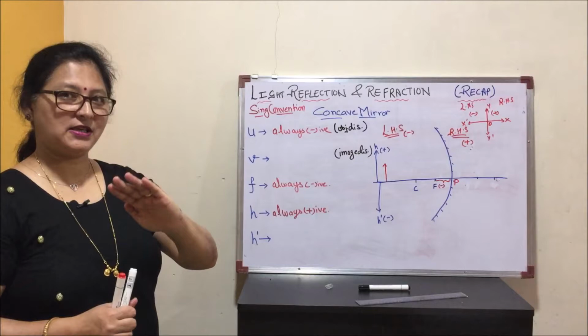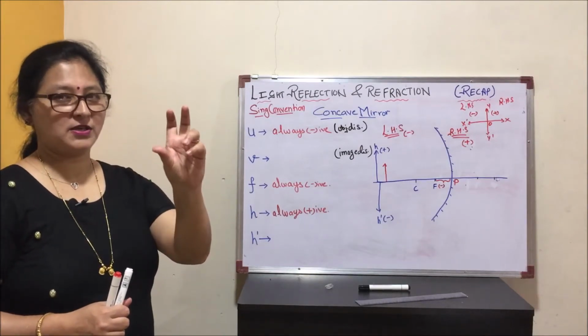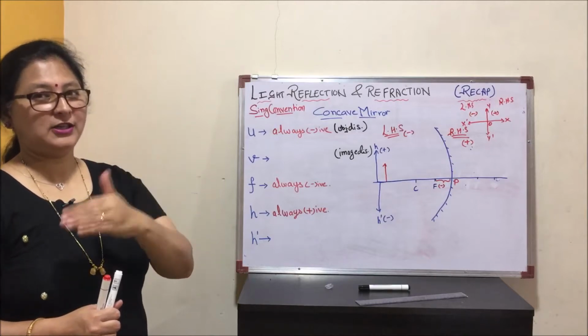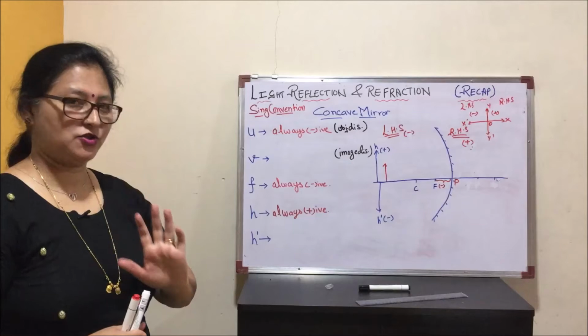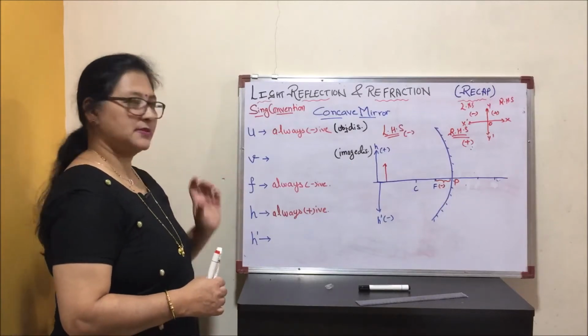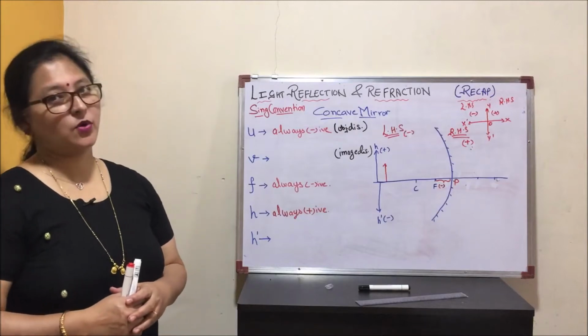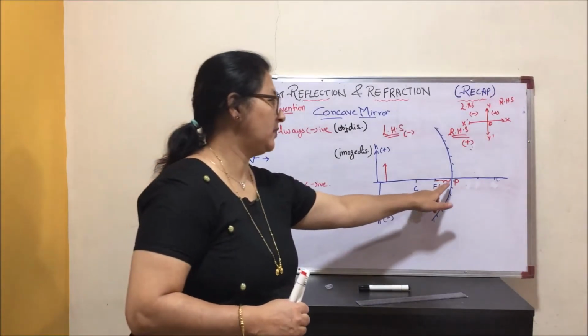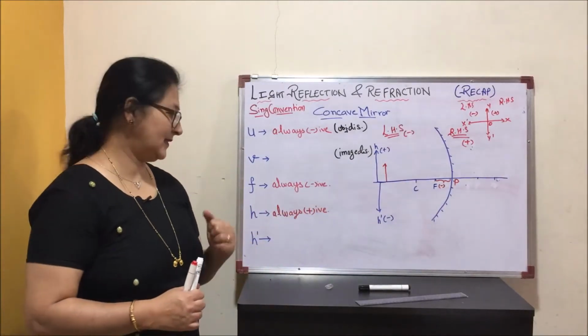So when we read A, B, C, D, F, G, U, V, X, Y, Z, U comes first. So object, obviously the object has to be the first one, then only the image is formed, right? So U for object and V for image, okay? Then comes F. F is the focal length. Now what is focal length? It is the distance between the pole and the focus. It is known as focal length, right?